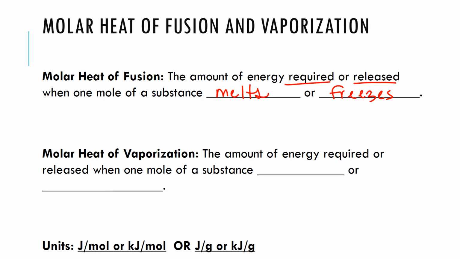And the molar heat of vaporization is the amount of energy required or released when 1 mole of a substance evaporates, or its opposite process, which is condenses. I think I spelled that right. Now, the units of molar heat of fusion will either be joules per mole or kilojoules per mole, or you'll see something like joules per gram or kilojoules per gram.